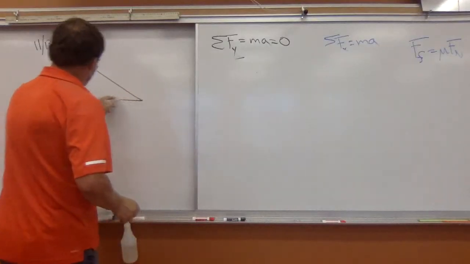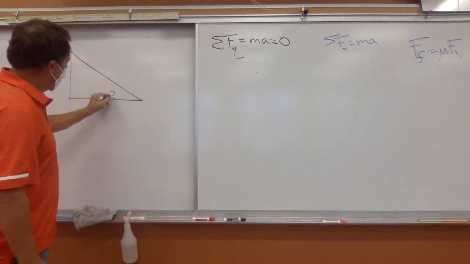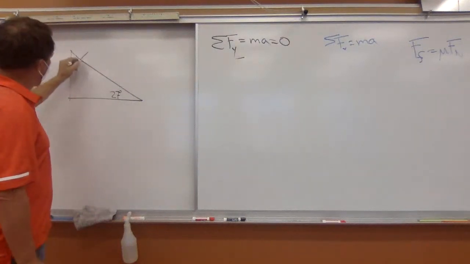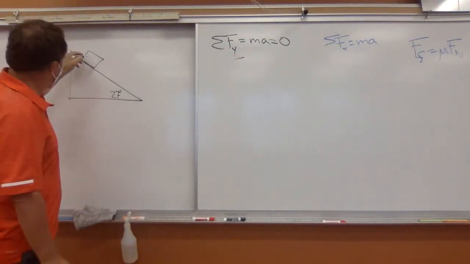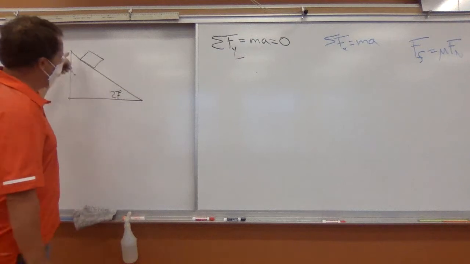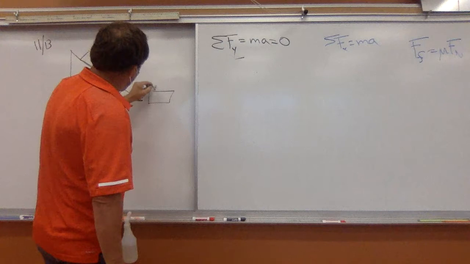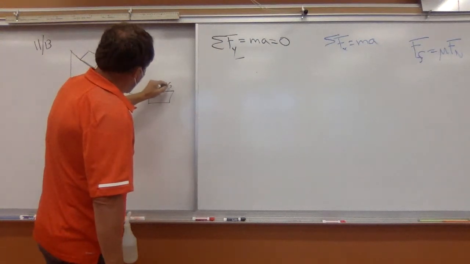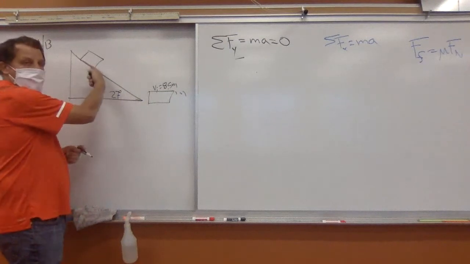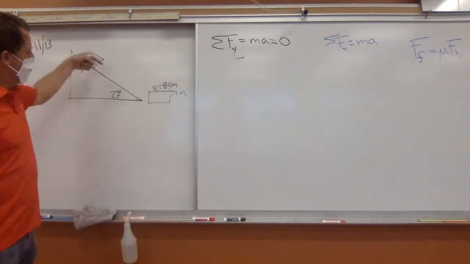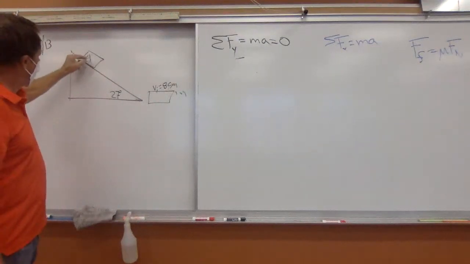So here we go. We're going to have the same sort of triangle. We're going to get a couple things that are different. This is going to be 27 degrees. We're going to have a block that is going to end up on this ramp here in a second. Essentially it's going to have an initial velocity of 8.5 meters per second, and it's going to be sliding up. So we're going to talk about, hey, how far does it go up the ramp? Gravity is going to work against us, and the friction is going to work against us.